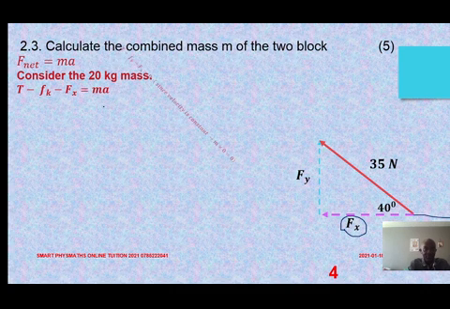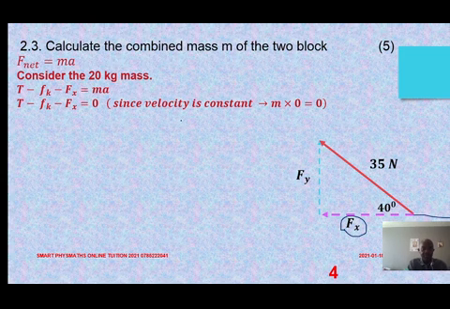Now you know, because they said that it is at a constant speed or constant velocity, it means that our acceleration is going to be 0. So that's why when I multiply 0 times the mass M, I get 0 here. That's why I'm equating it to 0 in this equation here.